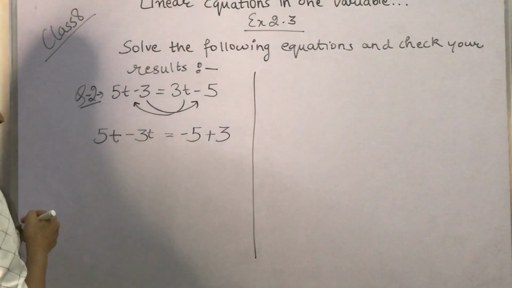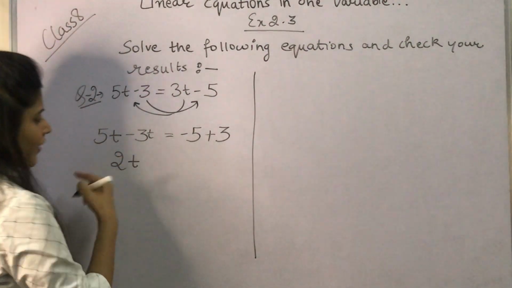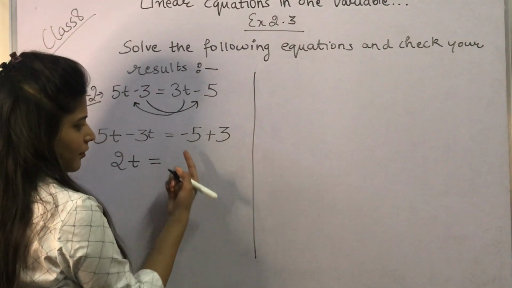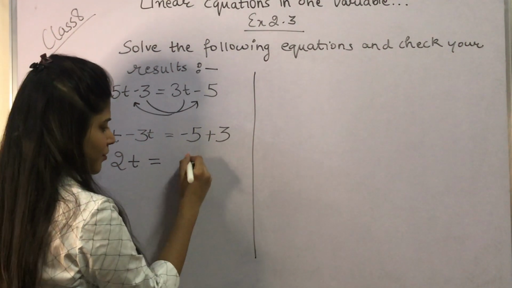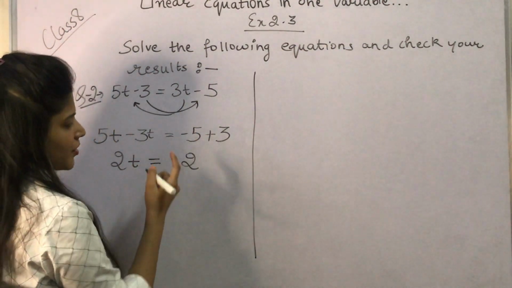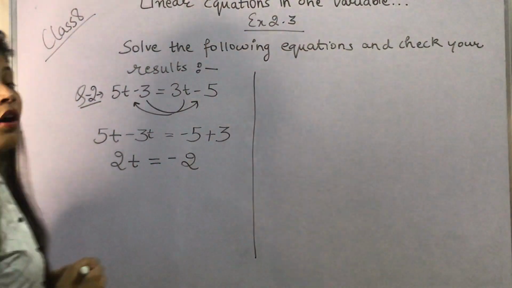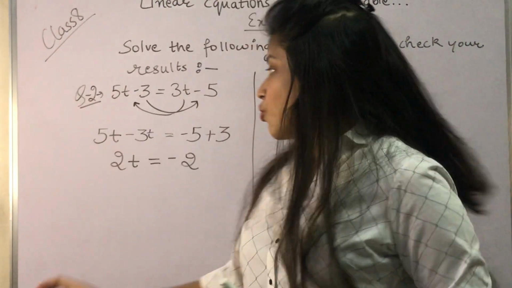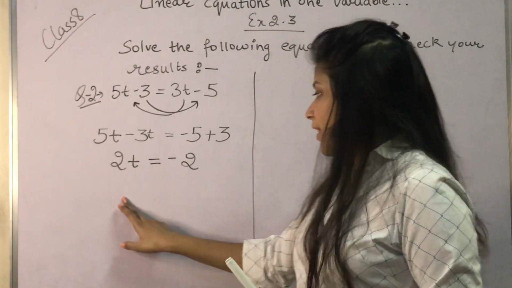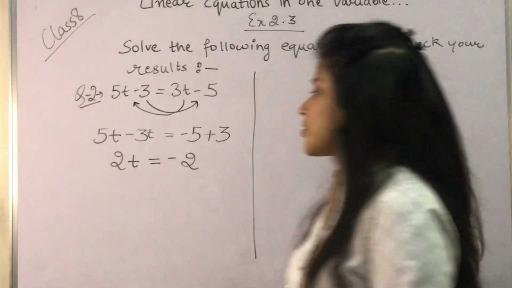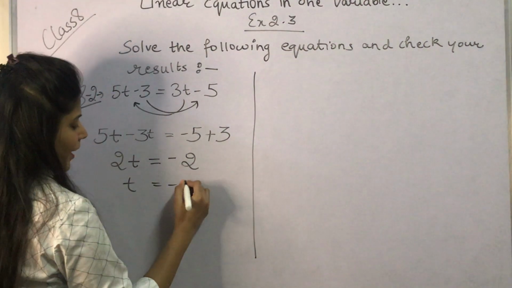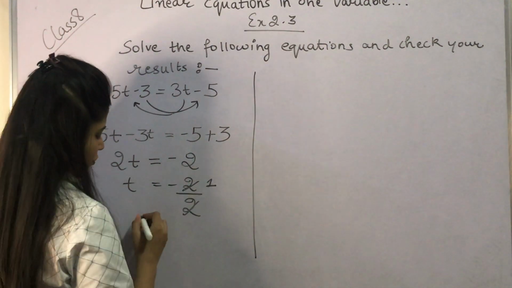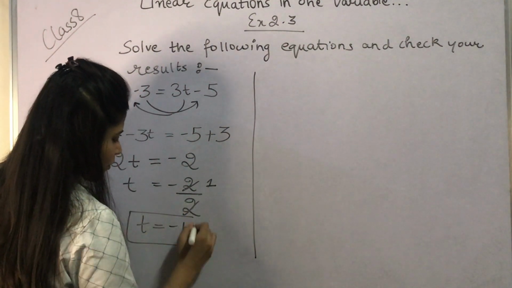Now 5t minus 3t is nothing but 2t. 5 minus 3 is 2 equals minus 5 plus 3. Plus and minus gives minus, so 5 minus 3 is 2, and the sign is that of the bigger digit. The bigger digit is 5, so minus 2 came. Okay. Now for the value of t, 2 is in multiplication with t, so when it is transposed it will become division. So t equals minus 2 upon 2. Alright, 2 by 2 cancels, 1 is left. So the value of t is minus 1.